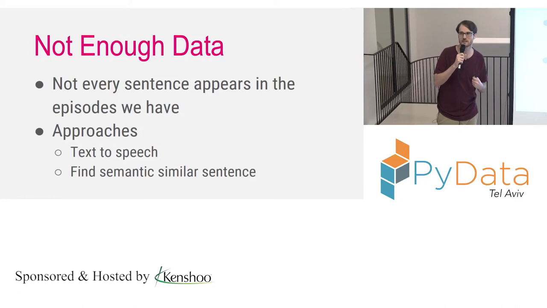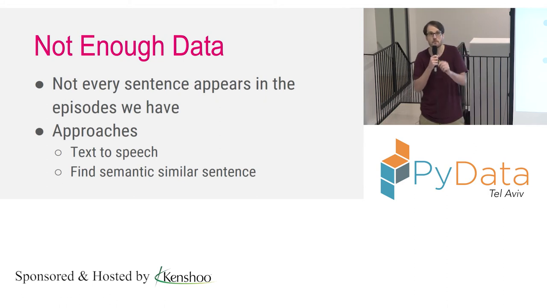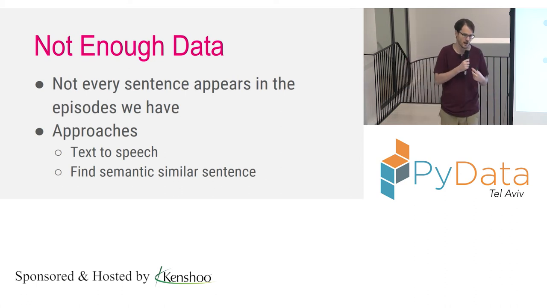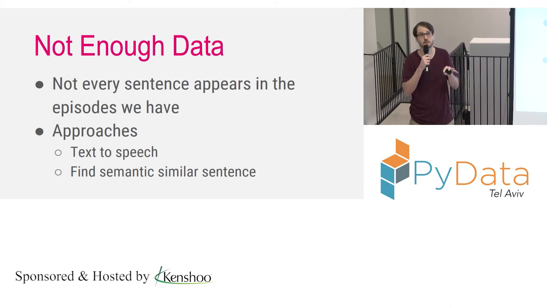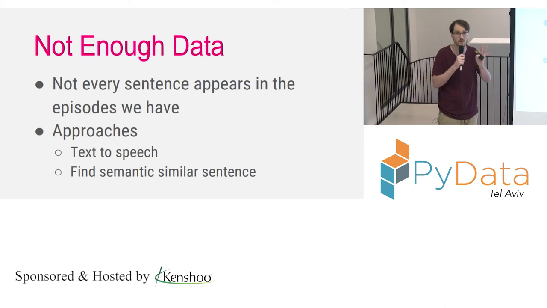But we encountered another problem. There isn't enough data. And what do I mean by not enough data? If I want my characters to say a specific sentence, the sentence doesn't necessarily appear in my dataset. So what can I do? I have two approaches here. The first approach is to use text-to-speech. Well, if the sentence doesn't appear, I can generate the voice of the character and just put it on the episode. But this is tricky.